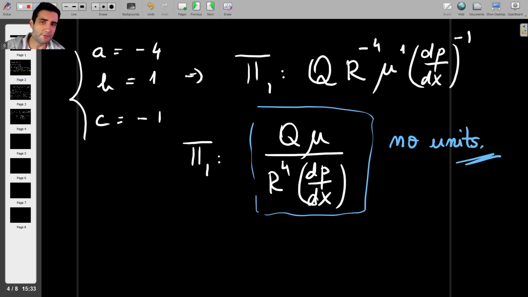So another way of thinking about it is that because we used Q, our volumetric flow rate, as our main variable, in a way, this is sort of a non-dimensional form of that volumetric flow rate based on viscosity, radius of the pipe, and the pressure gradient. And that's it. That's the end of the question.